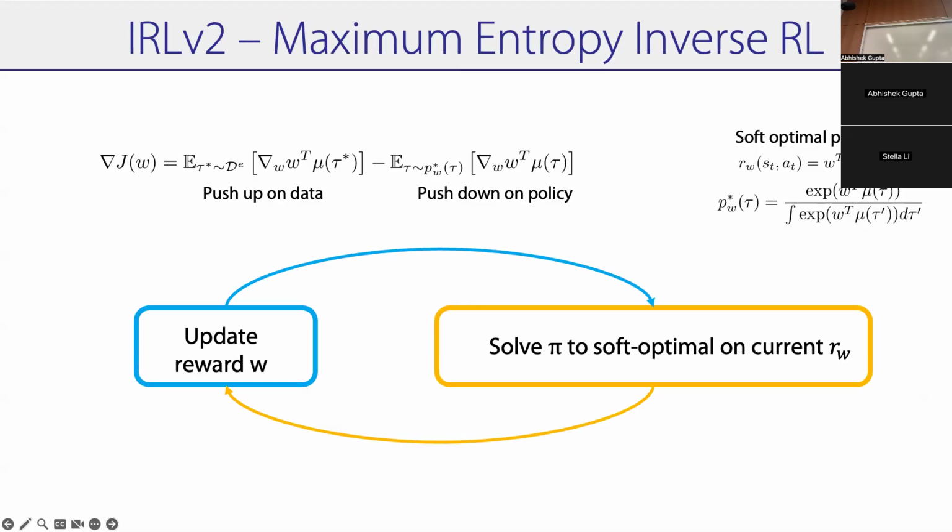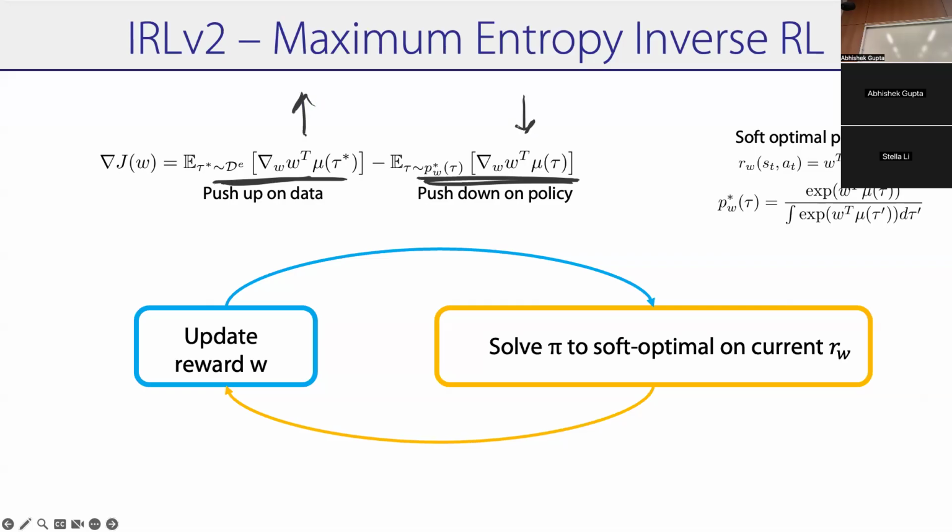So the final objective after all of that nasty algebra is very simple. It's just saying push up on data, push down on everything from your policy. So the algorithm is: start with a W, solve for an optimal policy, take a gradient step on W, which pushes up on the data and pushes down on all the trajectories from that soft optimal policy. You'll get a new W. You re-solve for the soft optimal policy, and then you again push up on the data, push down on the soft optimal policy. So this is push up, this is push down.